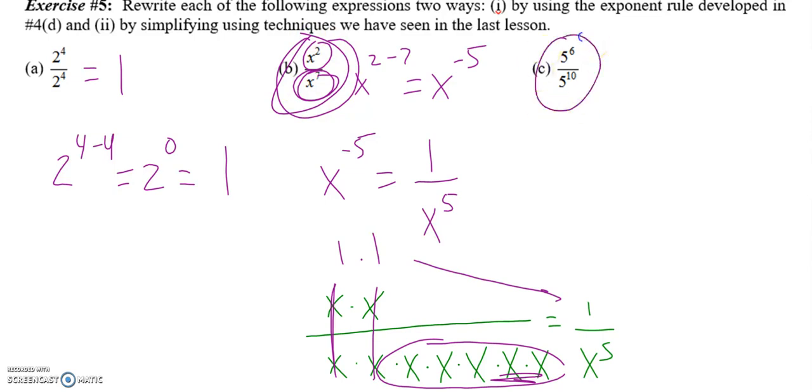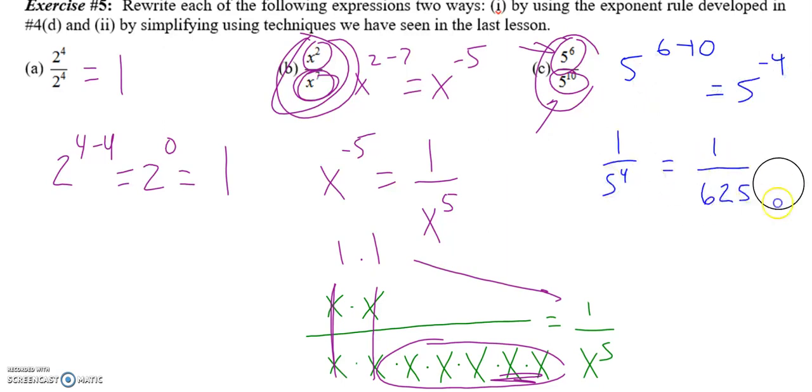So if we look at this one, there's 10 5s on the bottom, 6 5s on the top. 6 of these are going to get rid of 6 of those, and you're going to have 4 5s left down on the bottom of the fraction. So that's a quick way of thinking how to do those. And it didn't say which form, so I don't know if we want 1 over 5 to the 4th or multiply it all out, in which you would get 625.